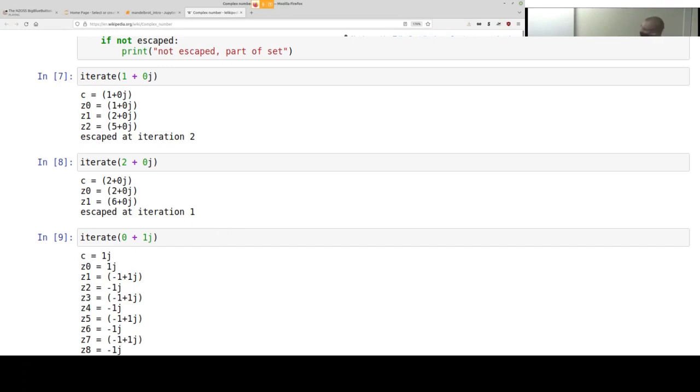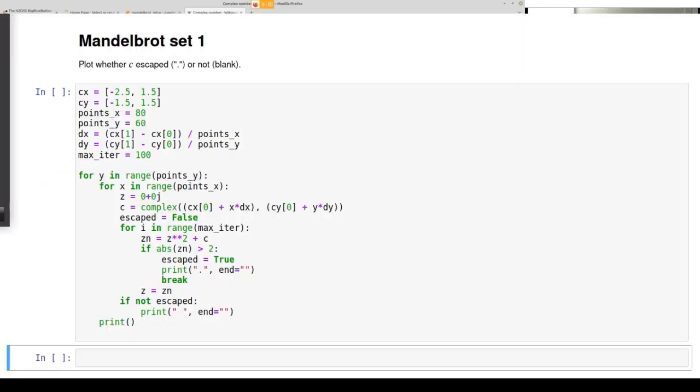Cool. So that's the basics, really, of how you actually run the formula. Once again, really simple, really easy to read. In this case, we're defining our rectangle from the complex plane. So our x is going to go from -2.5 up to 1.5, a distance of 4.